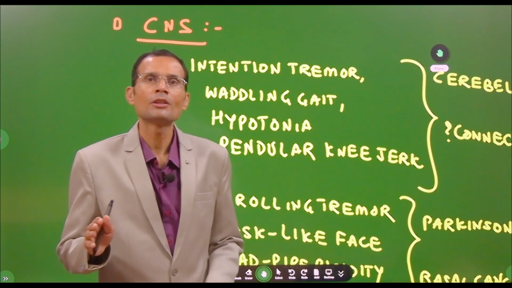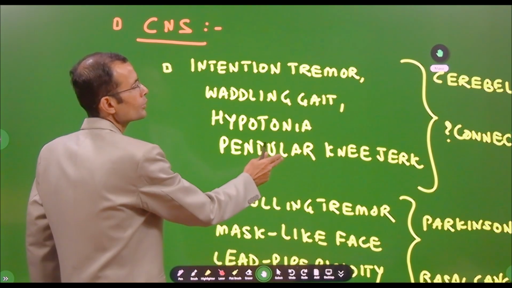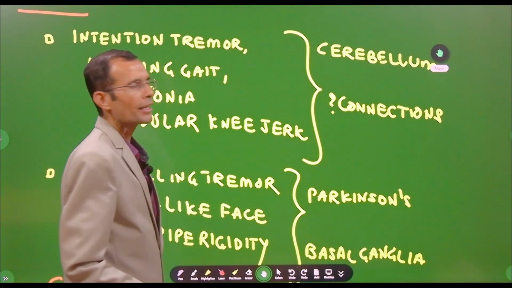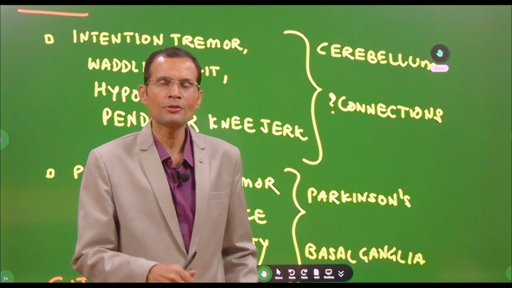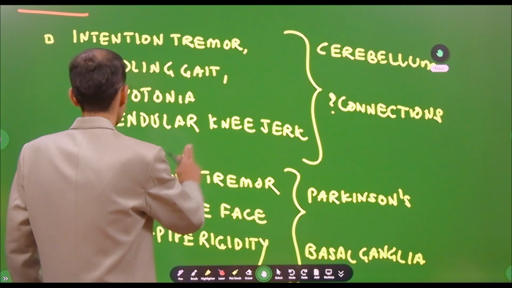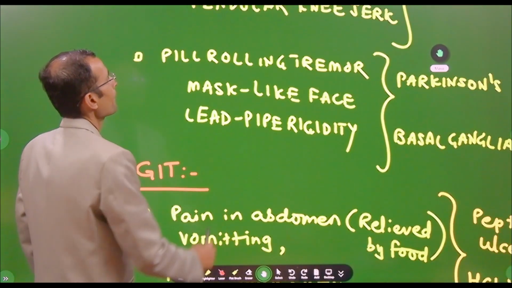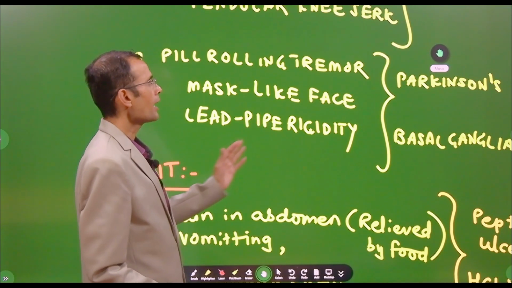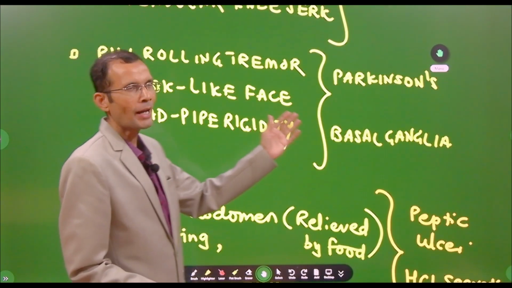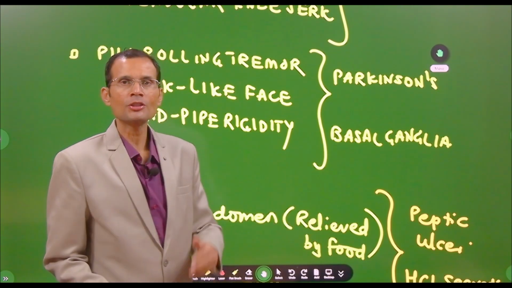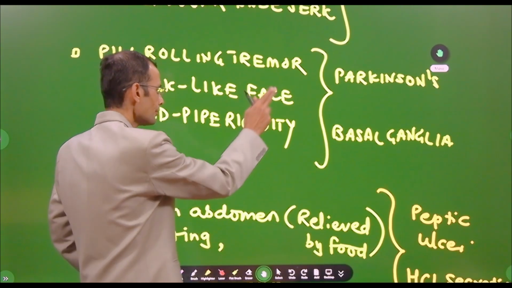Okay, CNS: there will be intention tremor, waddling gait, hypotonia, pendular knee jerk. These are the signs of cerebellar disease. So they are asking cerebellum. Again, afferent and efferent connections of this part. You have read this in physiology in the context of cerebellum. Okay, pill rolling tremor, mask-like face, lead pipe rigidity. These are the symptoms of Parkinsonism, and therefore the question is on the basal ganglia.